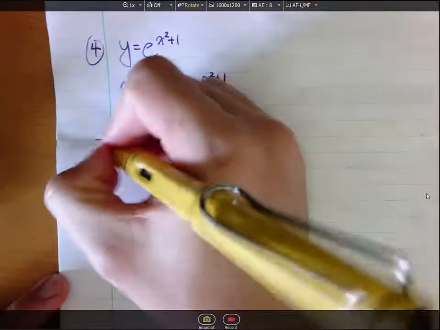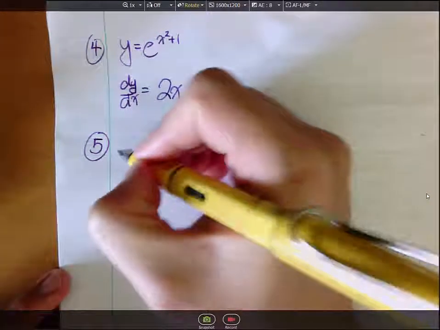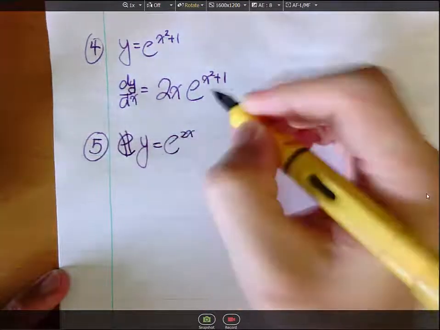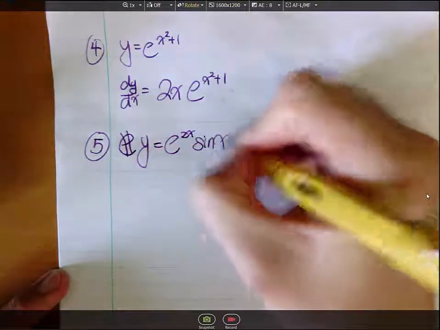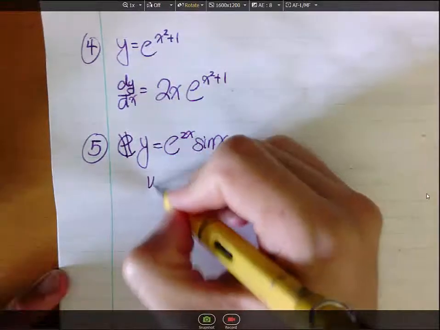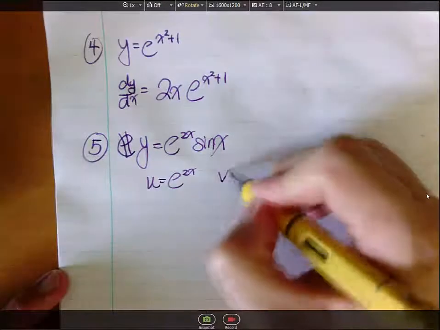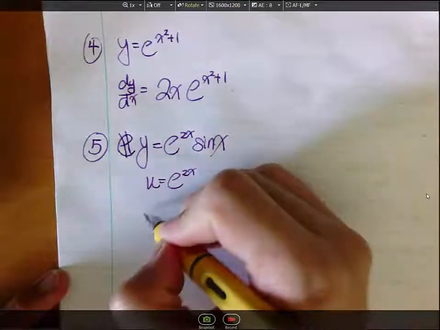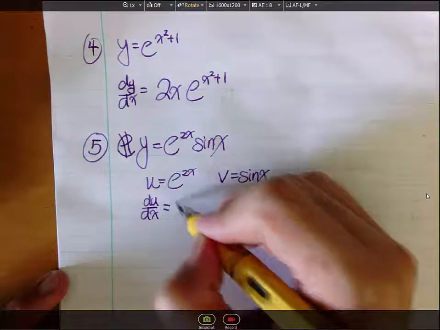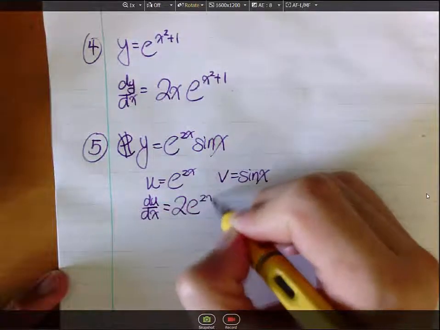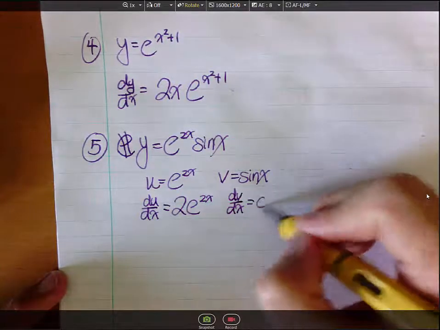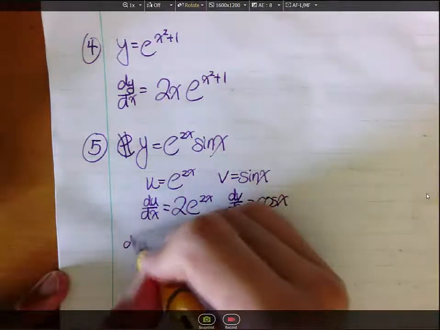Example 5, y is e to the power of 2x times sine x. This one looks like the product rule. So u is e to the power of 2x, v is sine x. Differentiating u with respect to x, 2x differentiated gives me 2, so 2 e to the power of 2x. Differentiating v with respect to x, sine x differentiated gives me cosine x. This one we learned from the previous part.